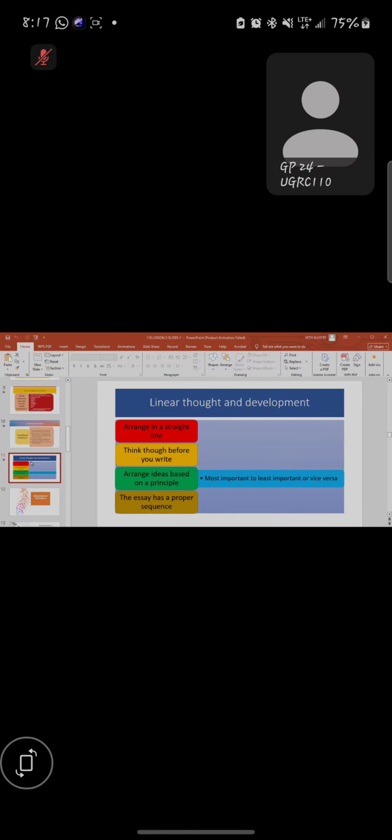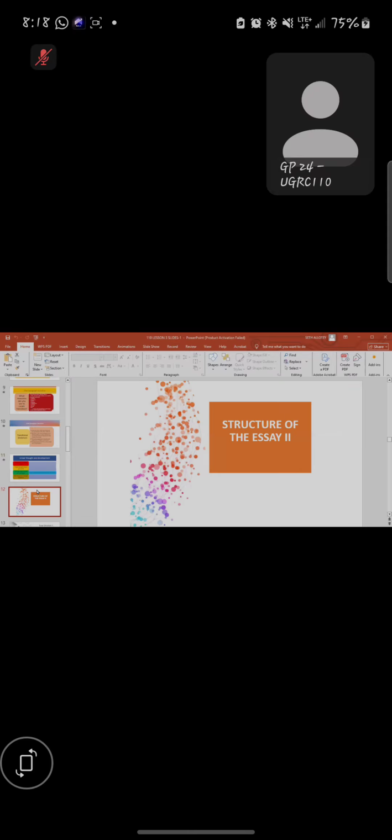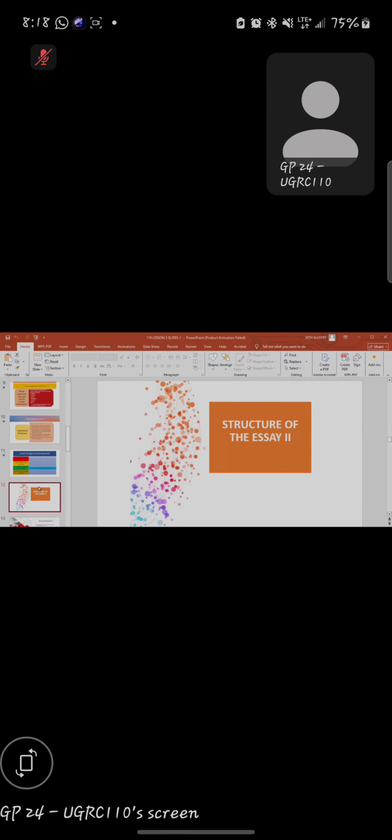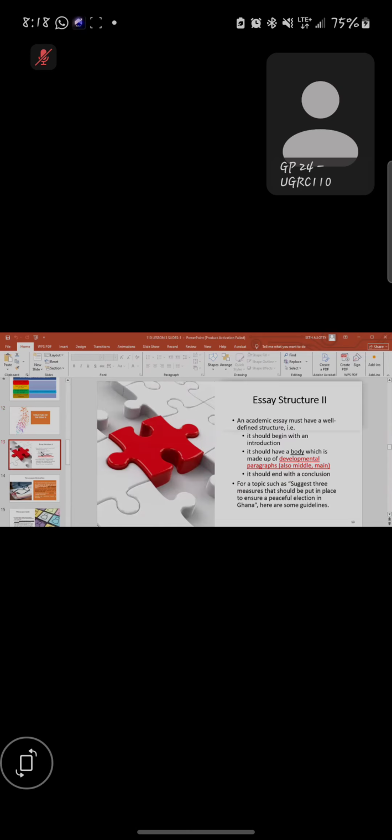All right, so that is for the various parts of the essay. We dealt with the functions of the body paragraphs. All right. Okay. Now we have the structure of the essay.